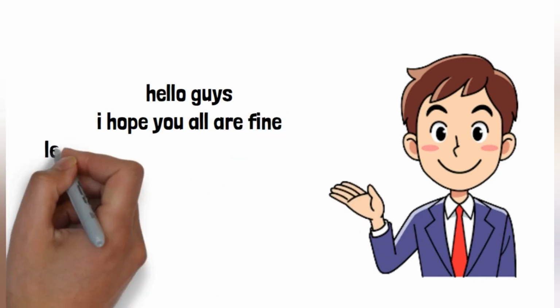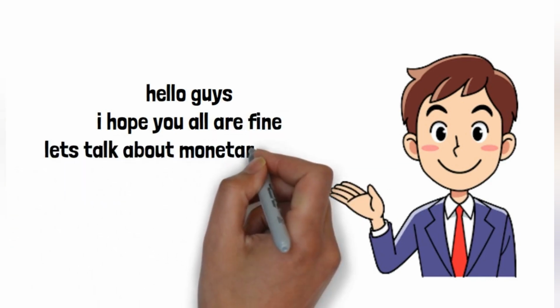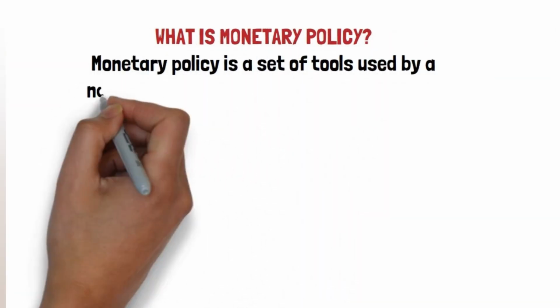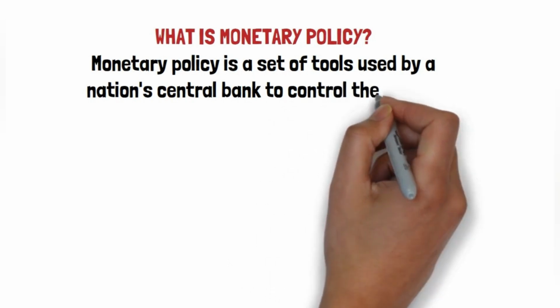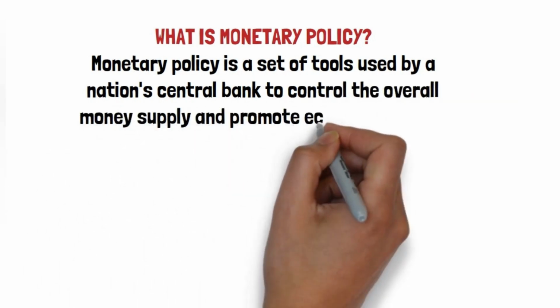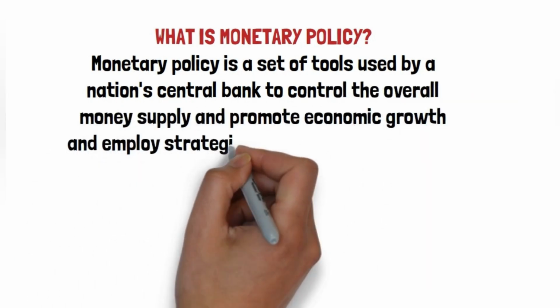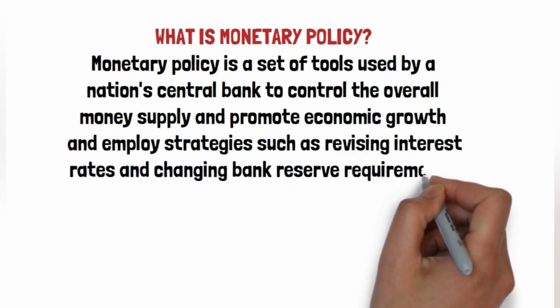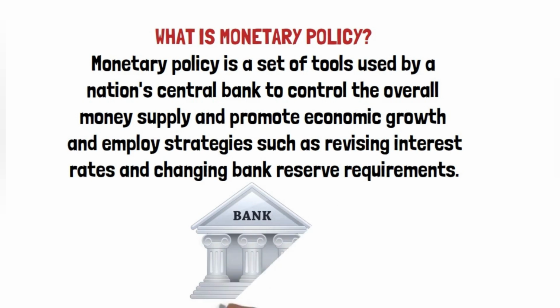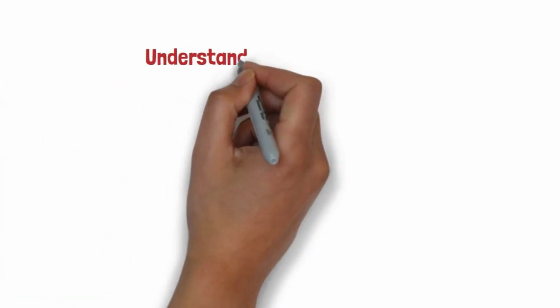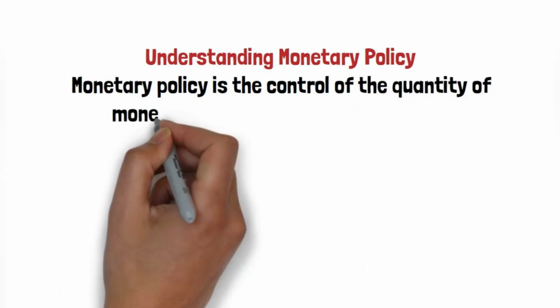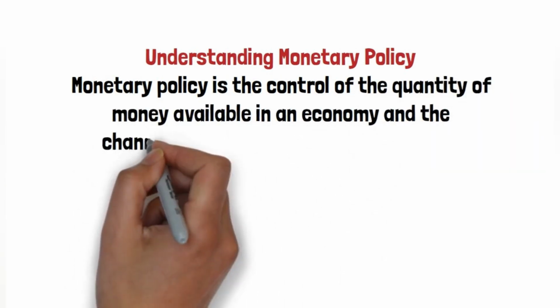So today we're gonna talk about monetary policy. So let's get started. What is monetary policy? Monetary policy is a set of tools used by a nation's central bank to control the overall money supply and promote economic growth, and employ strategies such as revising interest rates and changing bank reserve requirements. Understanding monetary policy. Monetary policy is the control of the quantity of money available in an economy and the channels by which new money is supplied.